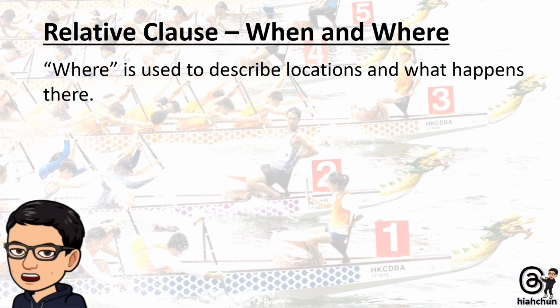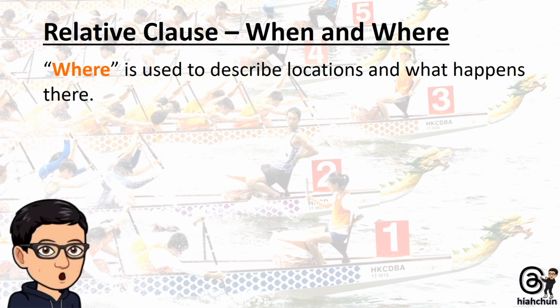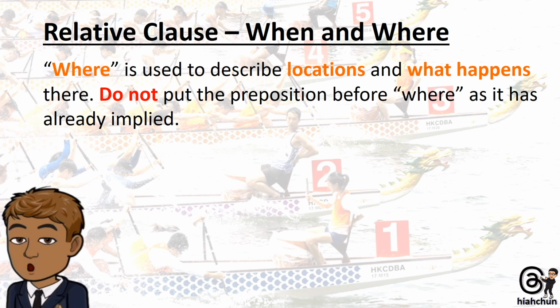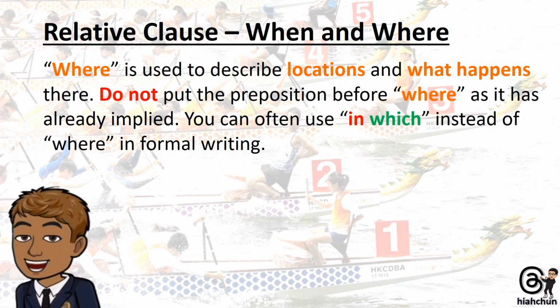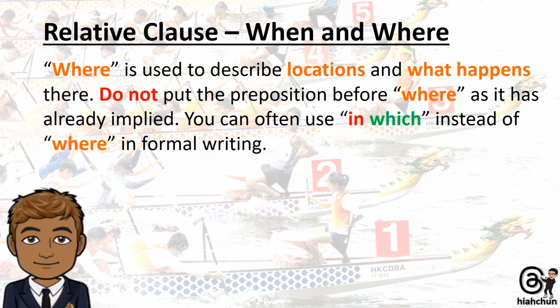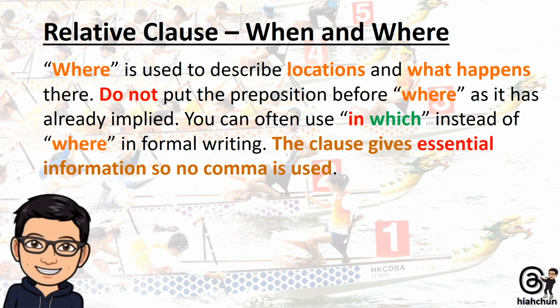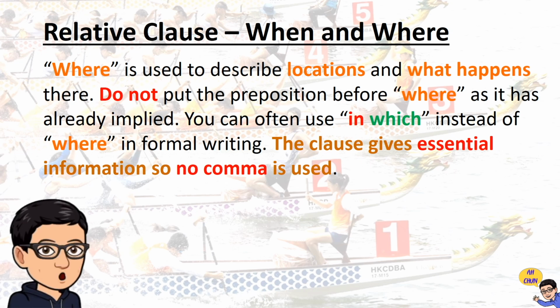The relative pronoun "where" is used to describe locations and what happens there. Don't put a preposition before "where" as it is already implied. You can often use "in which" instead of "where" in formal writing. The clause gives essential information, so no comma is used.